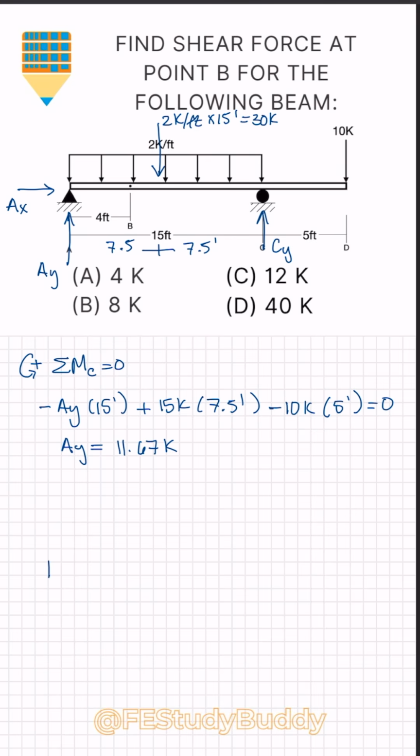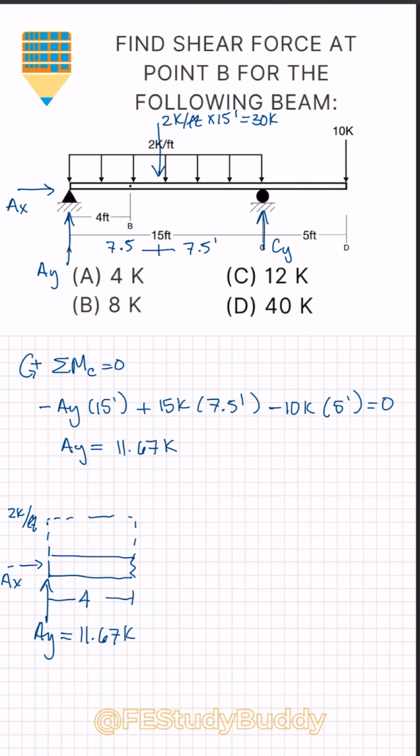Next, we can take a section cut. So we're going to draw our beam, take a cut 4 feet away from support A. AY, we just found, was 11.67 kips. We did not find AX because we do not need it in this equation. We have our distributed load of 2 kips per foot. That resultant, again, will act in the middle of this 4-foot section. So we have 2 kips per foot acting over 4 feet, giving a total resultant of 8 kips.